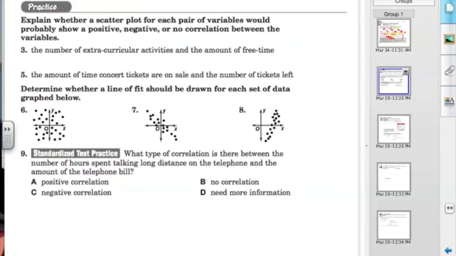Number 3, the number of extracurricular activities and the amount of free time. In other words, the number of things you do versus how much free time you have. If you do more activities, what happens to your free time? It goes down. All right, so if you look at a graph, that's going to be like number 7. That's going to be a negative correlation.